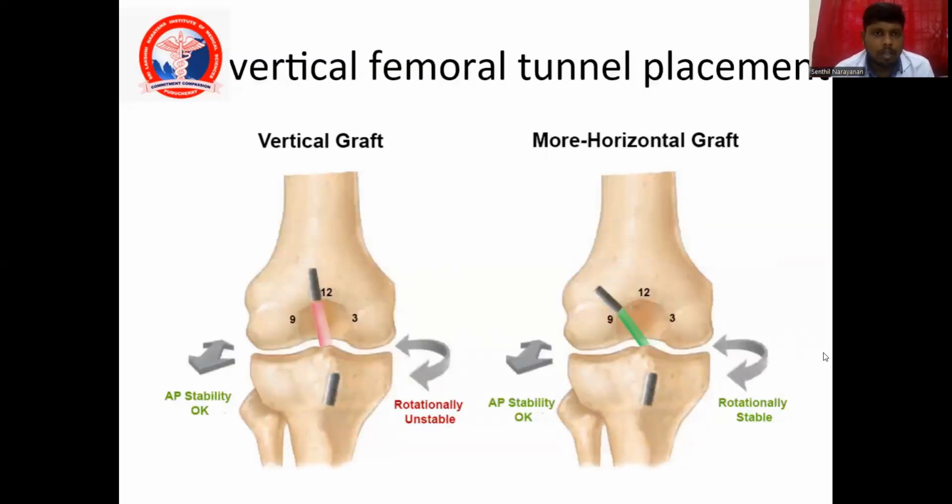Vertical femoral tunnel placement versus a more horizontal graft. What happens if you place the femoral tunnel more vertically? The AP stability will be good, but there will be rotational instability. When the graft is placed more horizontally, around the 10 o'clock position for proper anatomical placement, there will be anteroposterior stability and also rotational stability.